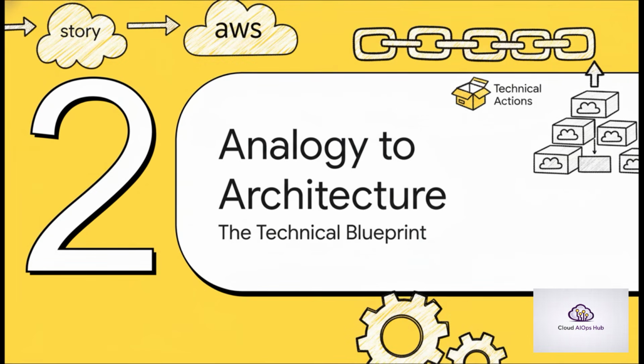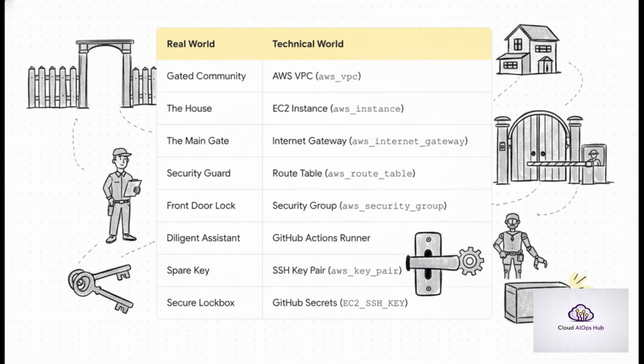All right, so that's our story. Pretty straightforward, right? Now let's get technical. We're going to map every single piece of that analogy directly to the real components in AWS and GitHub. Let's see how it lines up. And here it is, laid out side by side. You can see just how perfectly this analogy fits.